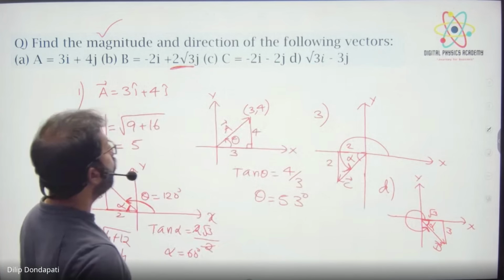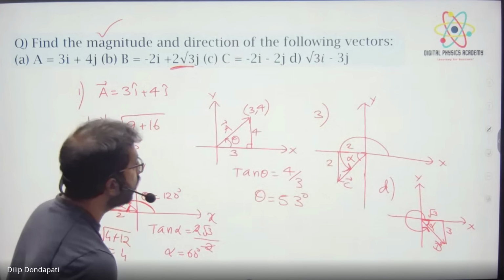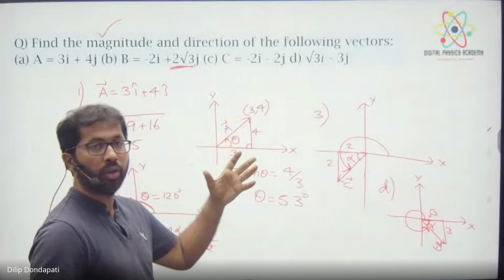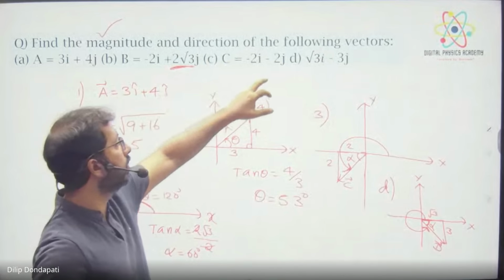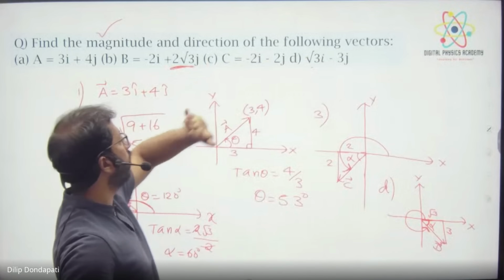Understood? So we should know how to find the direction, how to find the magnitude. Under root, that's it, simply under root this square plus this square, under root this square plus this square. Okay.